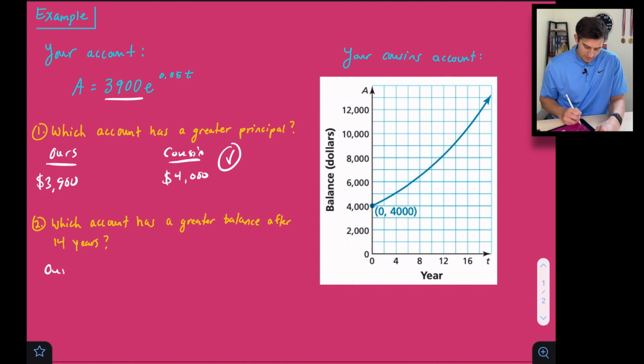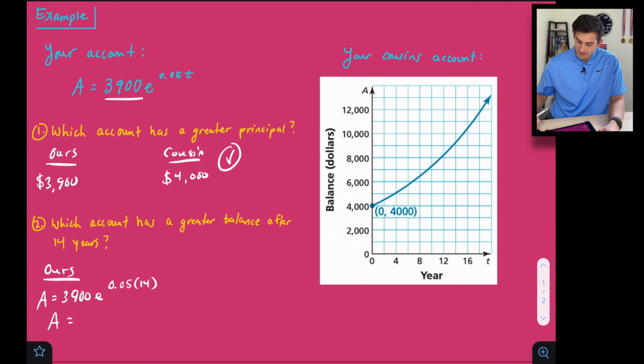So for our account, we can say our account balance is equal to our principal, 3,900, times E, our interest rate is 0.05, and now we're going to figure out in 14 years how much we would have. So in our calculator, we can do 3,900 times E to the 0.05, and then in parentheses next to 0.05, still in the exponent, I'm going to put 14 in parentheses. So I hit enter on that, and let's approximate this to the nearest dollar. So we have $7,853.64. So we'll just say $7,854, okay?